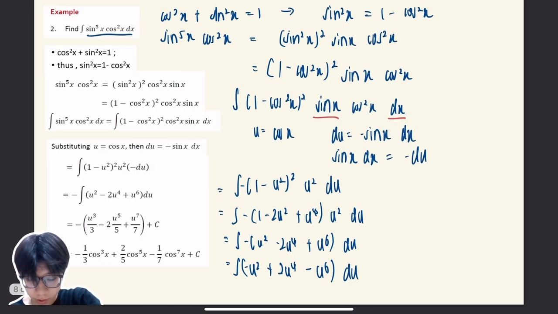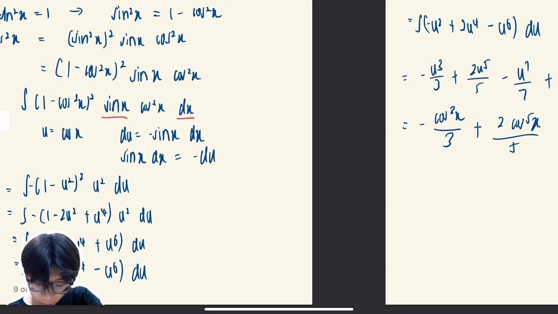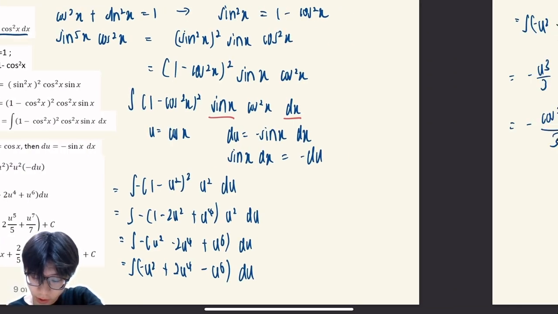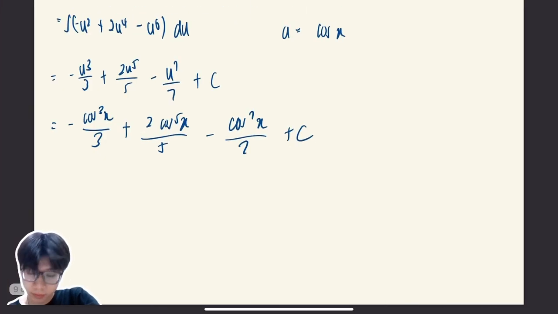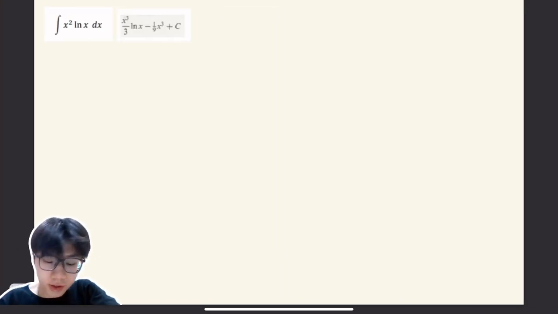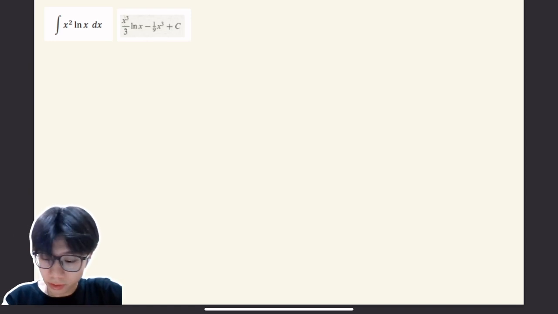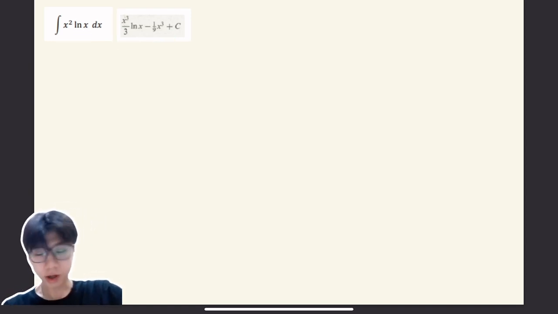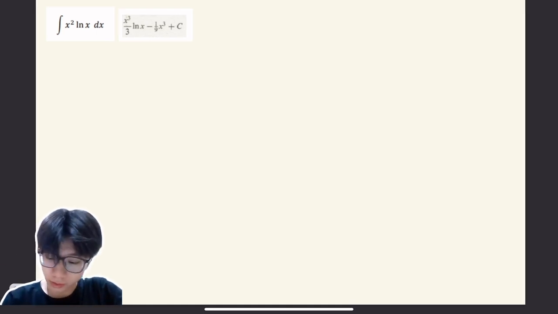And now we compare with the answer. Okay, it's correct. And now we proceed to the next question. This is the integration by parts. Firstly, this is the question and then this is the answer. Now I will start solving, and then you can refer.